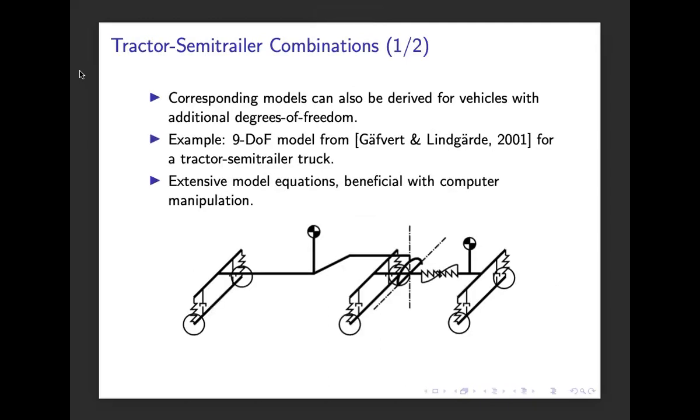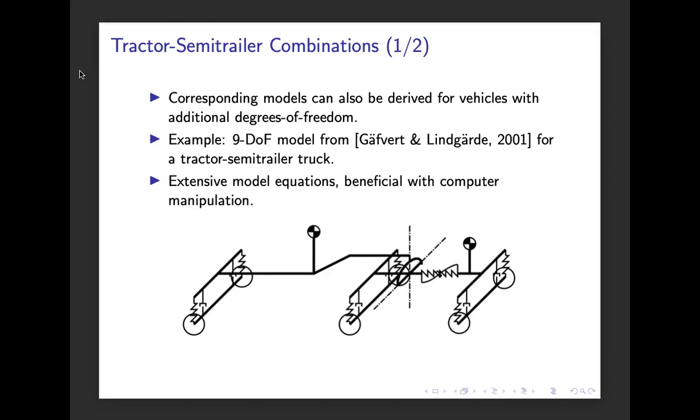And then we can, of course, extend this kind of modeling to even more complex vehicle setups. And here I've chosen an example. It was developed in a previous PhD thesis by Magnus Jävert in collaboration with Olof Lindgärde here. This is a technical report where this model is described in detail, but it's essentially a 9 degree of freedom model for a tractor semi-trailer combination.